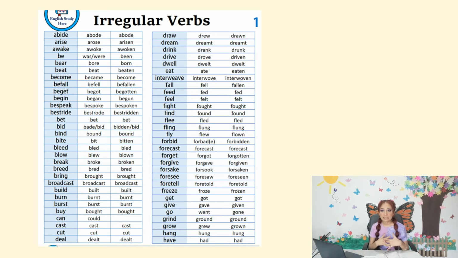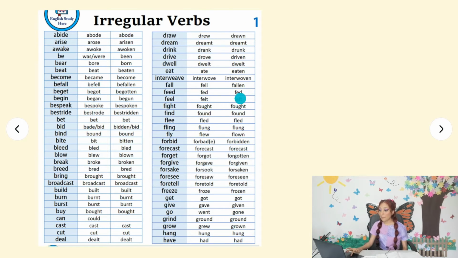Remember that the irregulars are verbs that don't care about the rules, they just want to make up the rules, they want to break rules. Entonces, ellos no siguen ninguna de estas reglas. That means that there are different kinds of conjugations. Aquí tenemos igual que en la tabla anterior, present, past, and past participle.